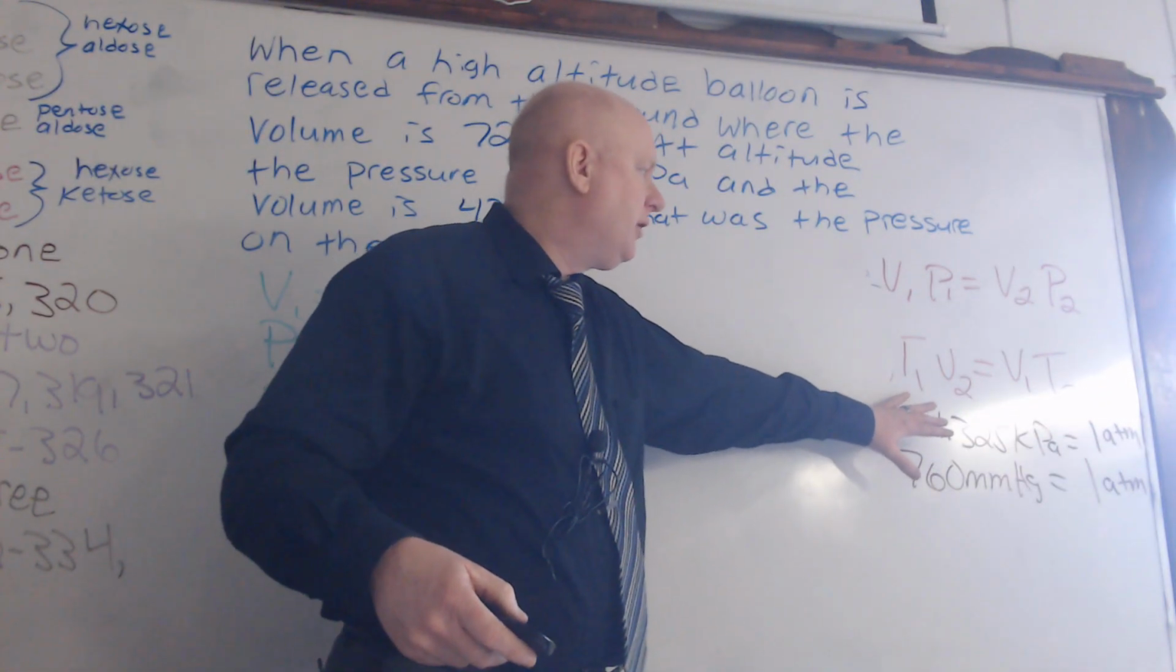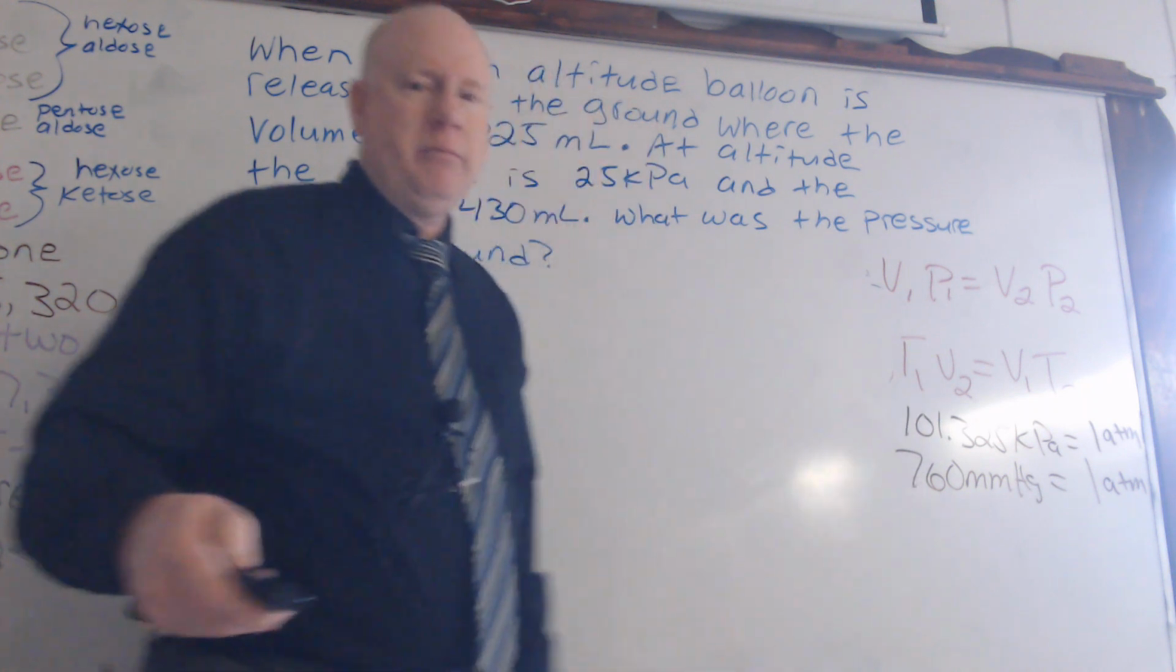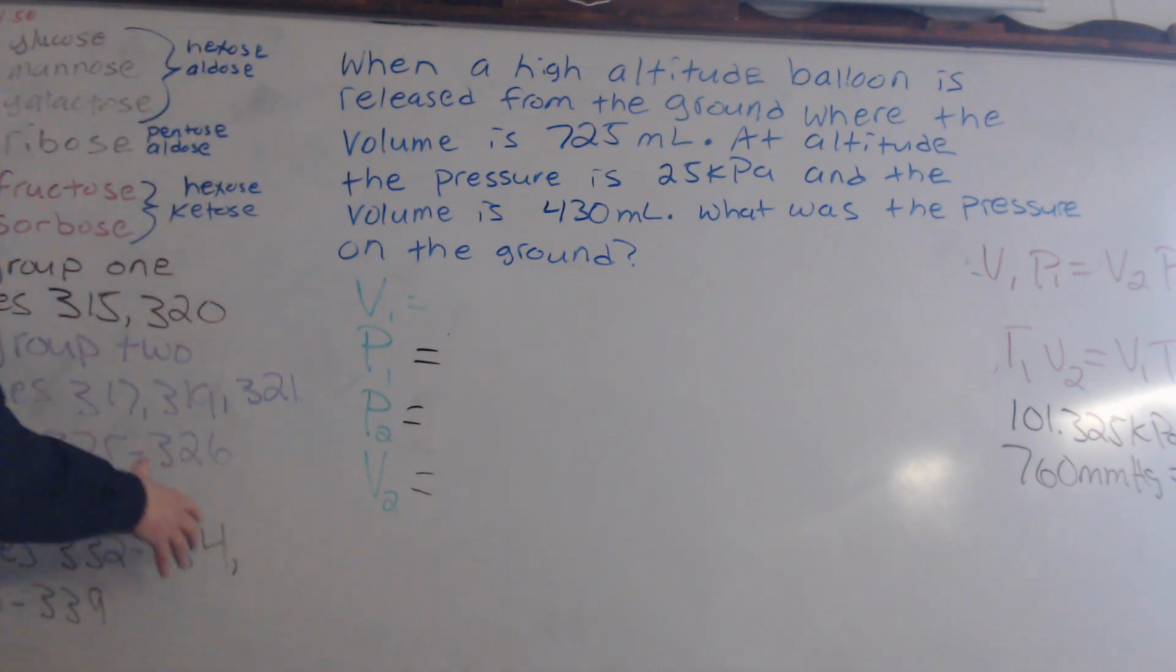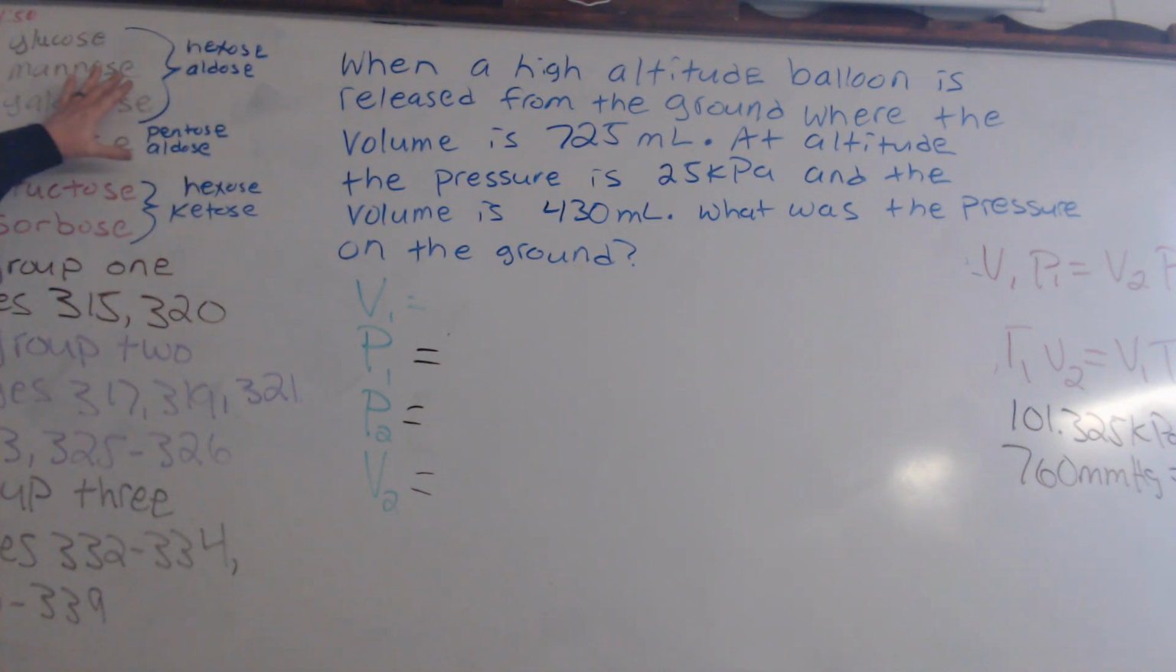101.325 kilopascals is 1 atmosphere. 760 millimeters of mercury is 1 atmosphere. So don't worry about this content over here. This is for the Chemistry 2 class and the Anatomy and Physiology class.